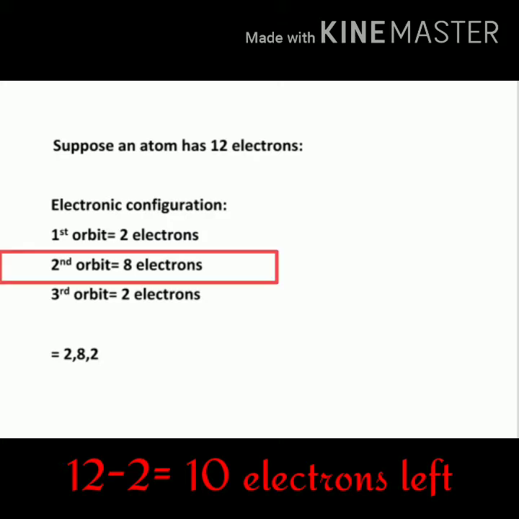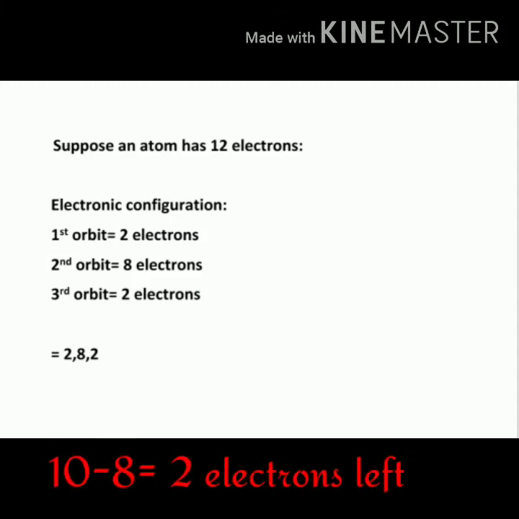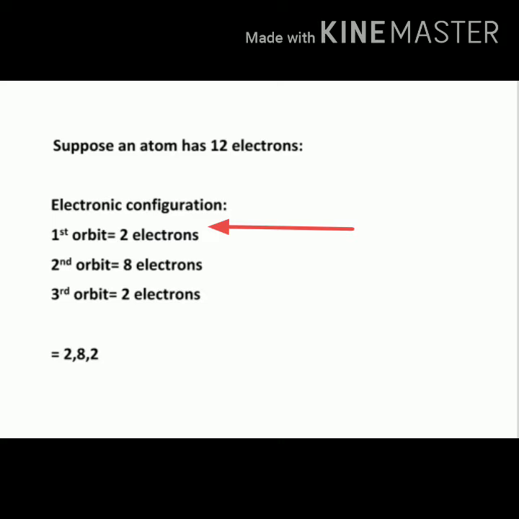Second orbit can hold a maximum of 8 electrons, not more than that. So out of the remaining 10 electrons, I fill the second orbit with 8 electrons. Now how many left? 2 electrons. So I go to the third orbit and fill it with 2 electrons. Without filling the first orbit with 2 electrons, I cannot go to the second orbit. Without filling the second orbit with a maximum of 8 electrons, I cannot go to the third orbit. So what will be the electronic configuration? 2, 8, 2.